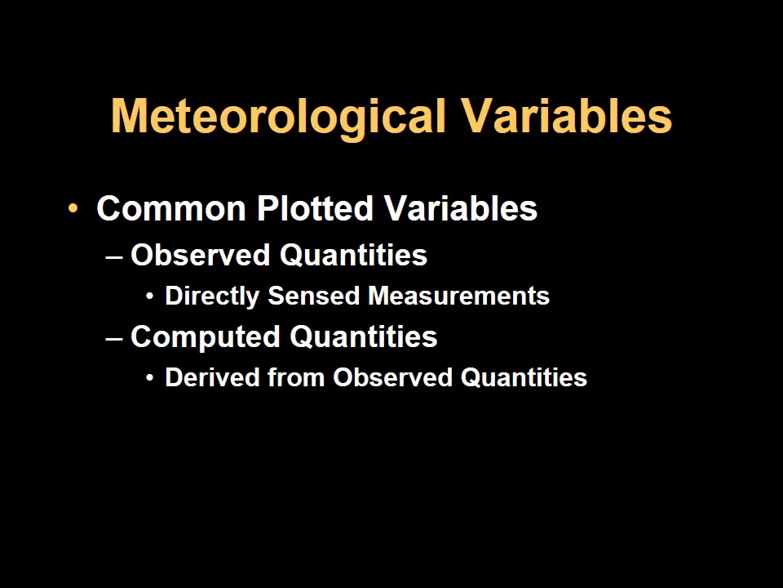And there are a lot of different variables. Variables are things that we use to describe what's going on with the weather. And they can either be observed or computed. Observed means that we have sensors that can directly measure those quantities, whereas computed means that we take those observations and manipulate them.